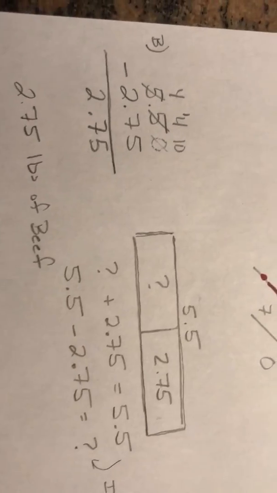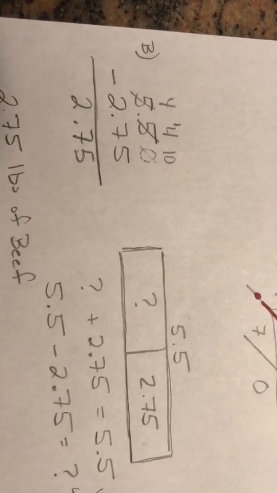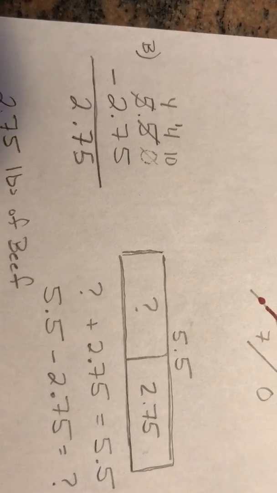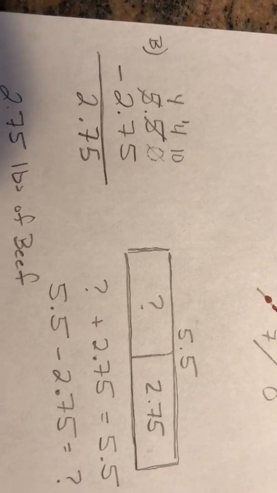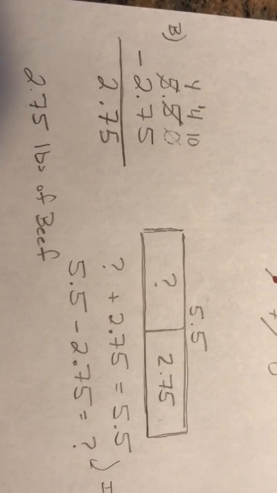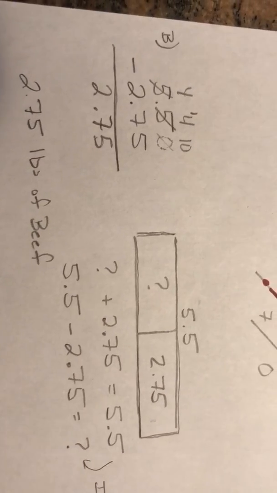Now the second part, I'm just going to change the video camera here around so you can see the whole thing. This is the second part where she needs 5.5 pounds of ground beef, but she already has 2.75 pounds. And we need to figure out how much more does she need to buy at the store.